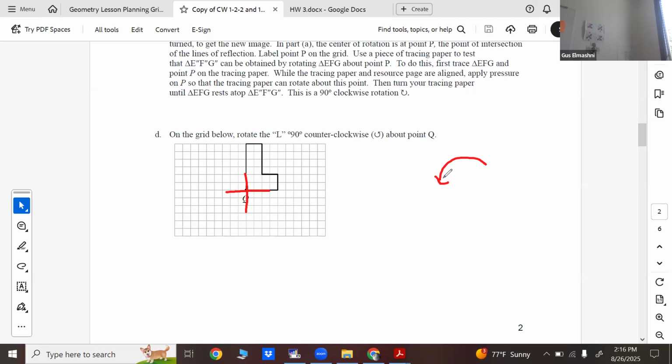Let's take a look. Okay, so what you want to do is this. I'll need you to... sorry. So we'll draw a cross like this.